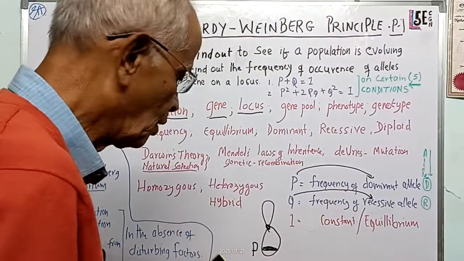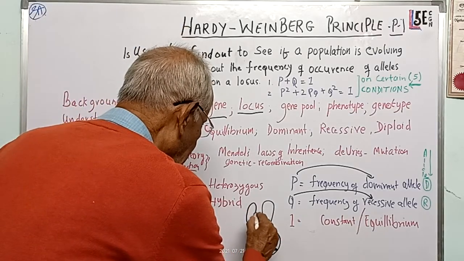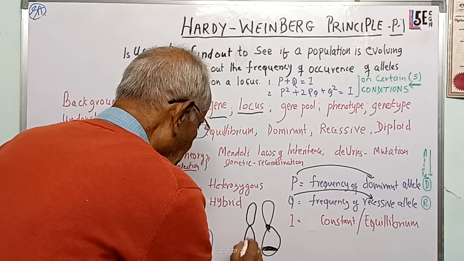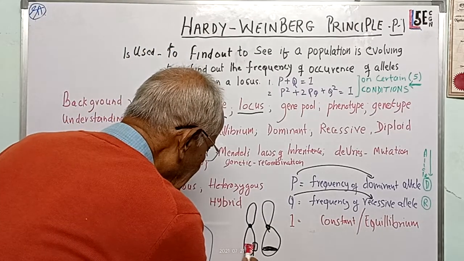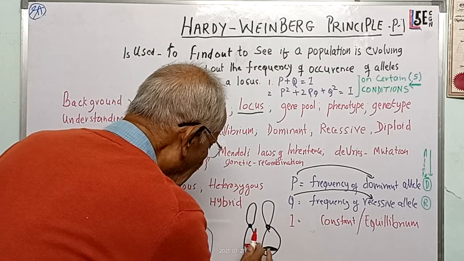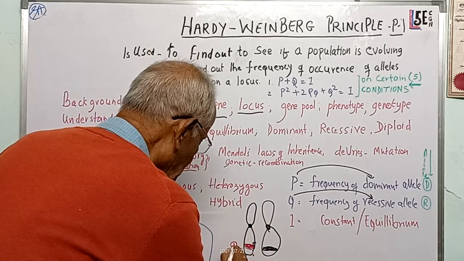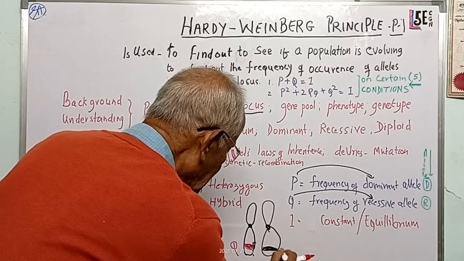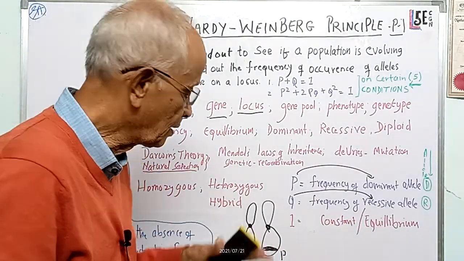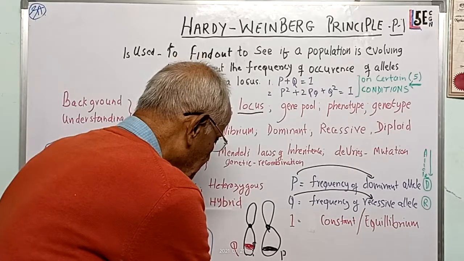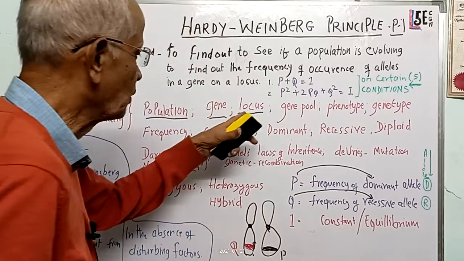Supposing if I write one more chromosome, if it is a diploid one, this is another chromosome, and there will be one more allele, a similar gene carrying for a similar character. Let's call it Q and let's call this P. So these two are in the same locus of the particular chromosome. If it is chromosome number 6, for example, it is on the same locus. That is the word locus.